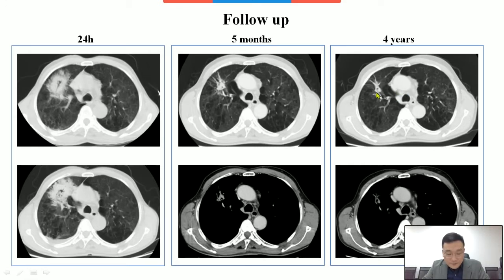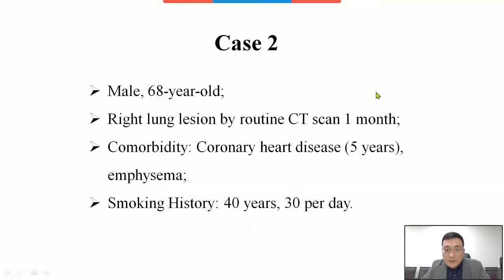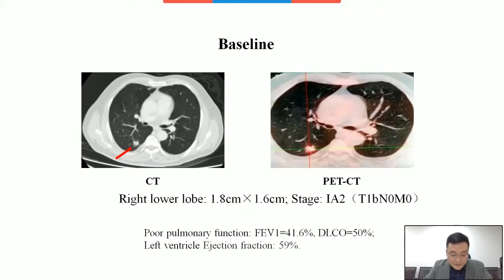and developed as fibrocord 4 years after ablation. Case 2 is a 68-year-old male patient who complained of a right lung lesion found by routine CT scan 1 month ago. He suffered from coronary heart disease and emphysema. Smoking history is 40 years at 30 cigarettes per day. Here is the baseline CT and the PET CT scan of this lesion. We can see a 1.8 centimeter solid lesion in the right lower lobe, and the clinical stage is 1A2.